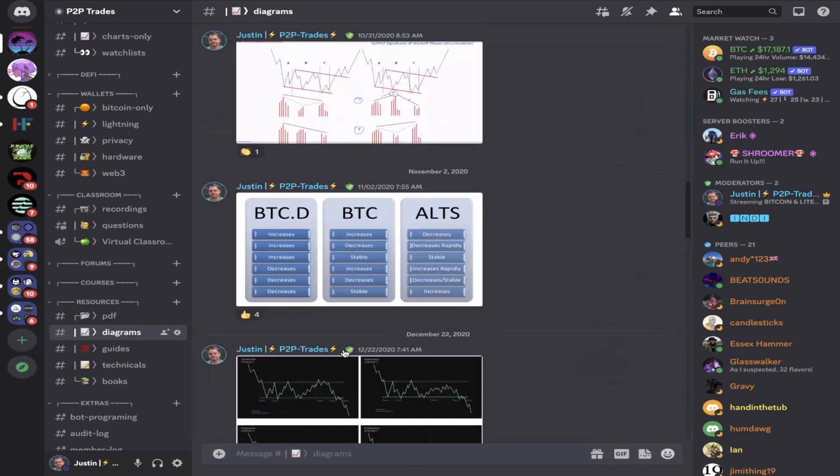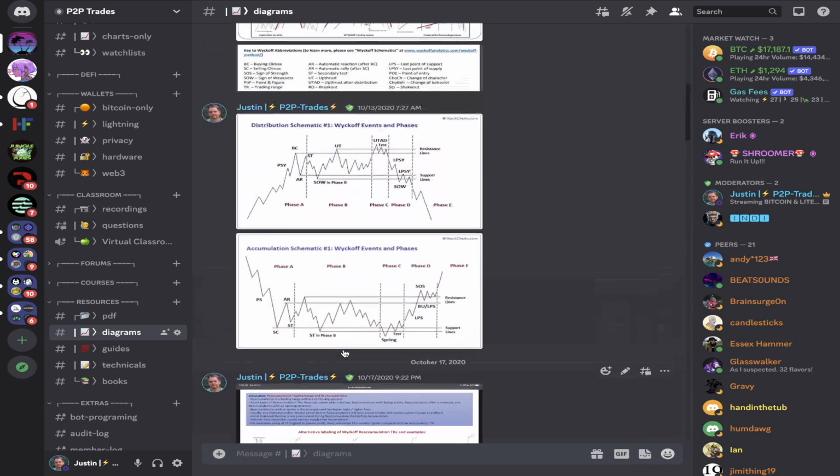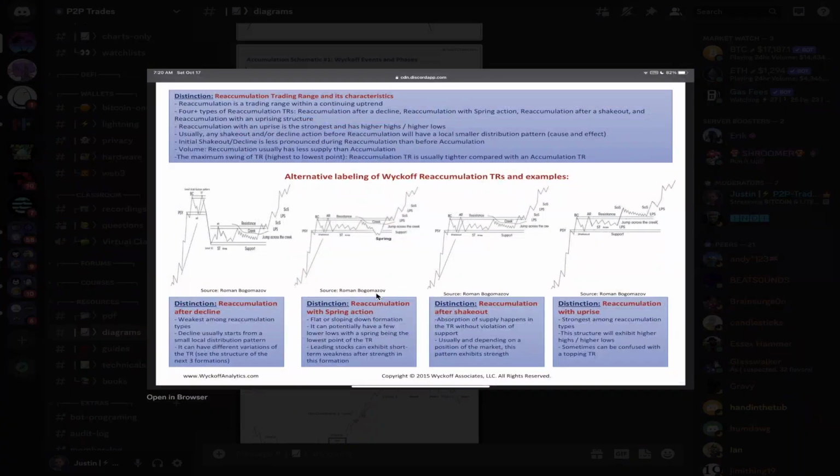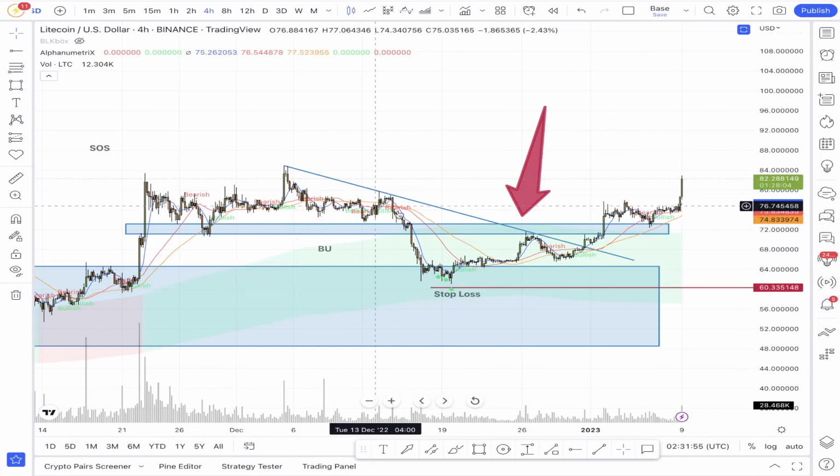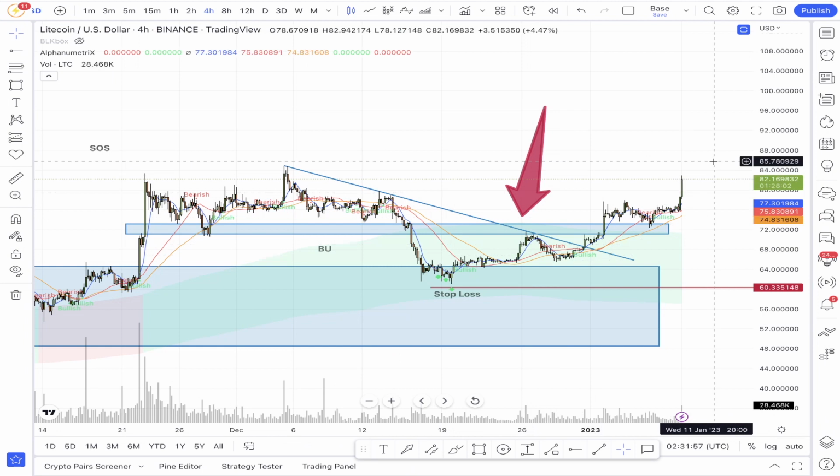We have reaccumulations right here. Where are the reaccumulations? Right here. And it's looking like reaccumulation after decline. So you have a rally into a lower accumulation range and then a breakout. So here we have a rally into a lower accumulation range and a breakout.